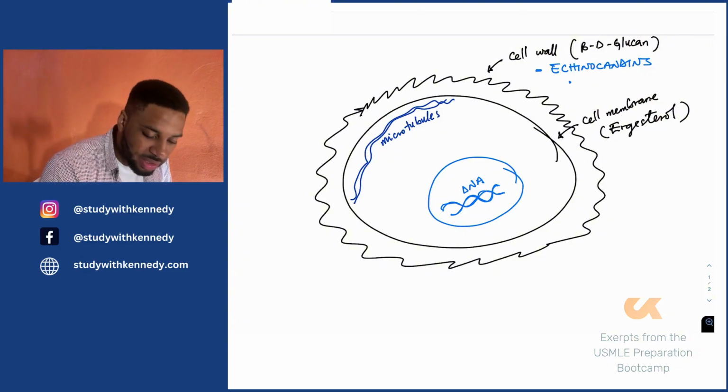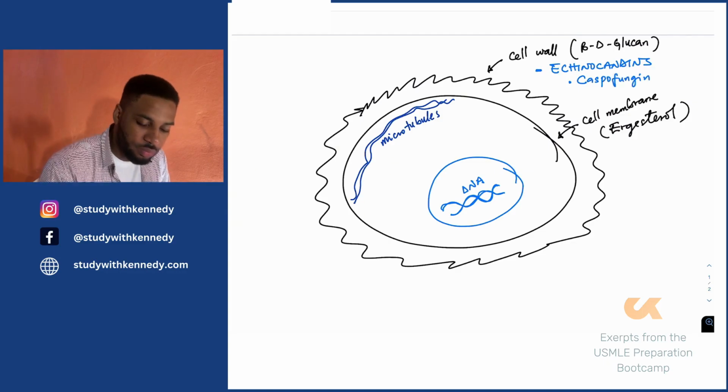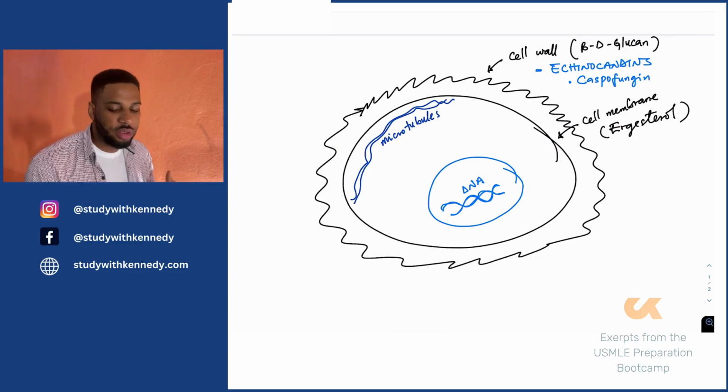Echinocandins. The classic medication is going to be caspofungin. You also have micafungin and all of that. But someone looked at the cell wall and said, okay, if we can destroy the cell wall, we'll be hurting the fungal cell. So let's make something that can destroy the cell wall. And they made echinocandins. So if I asked you what's the mechanism of action of caspofungin, of echinocandins, you should be able to tell me that they inhibit the fungal cell wall. They inhibit beta-D-glucan on the fungal cell wall. I hope that makes sense.